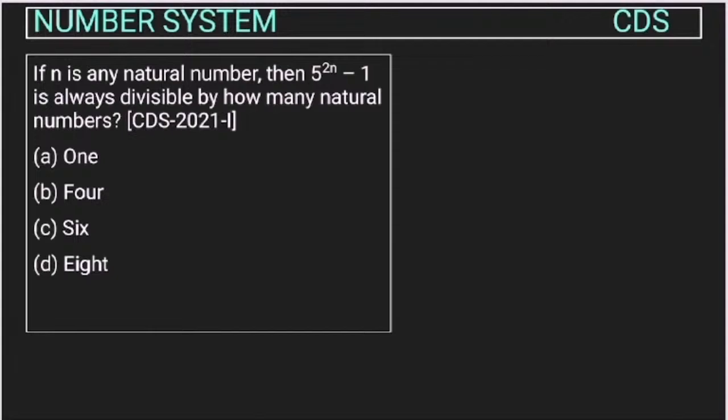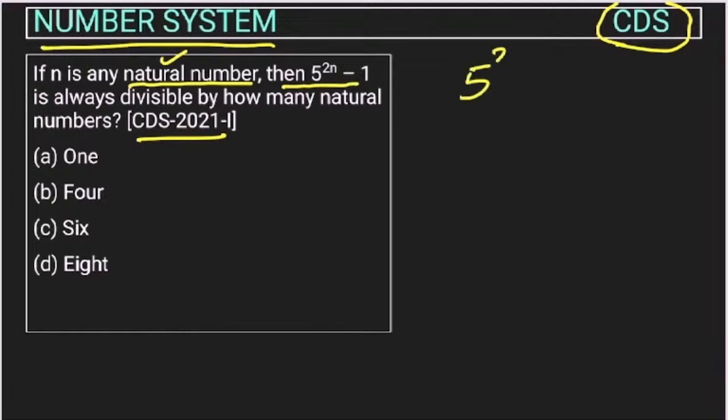Now, let's see this question from the number system chapter asked in the CDS exam in 2021. If n is any natural number, right? So we have to consider only the natural numbers. Then 5 to the power 2n minus 1 is always divisible by how many natural numbers? So we have to tell by how many natural numbers this will always be divisible.